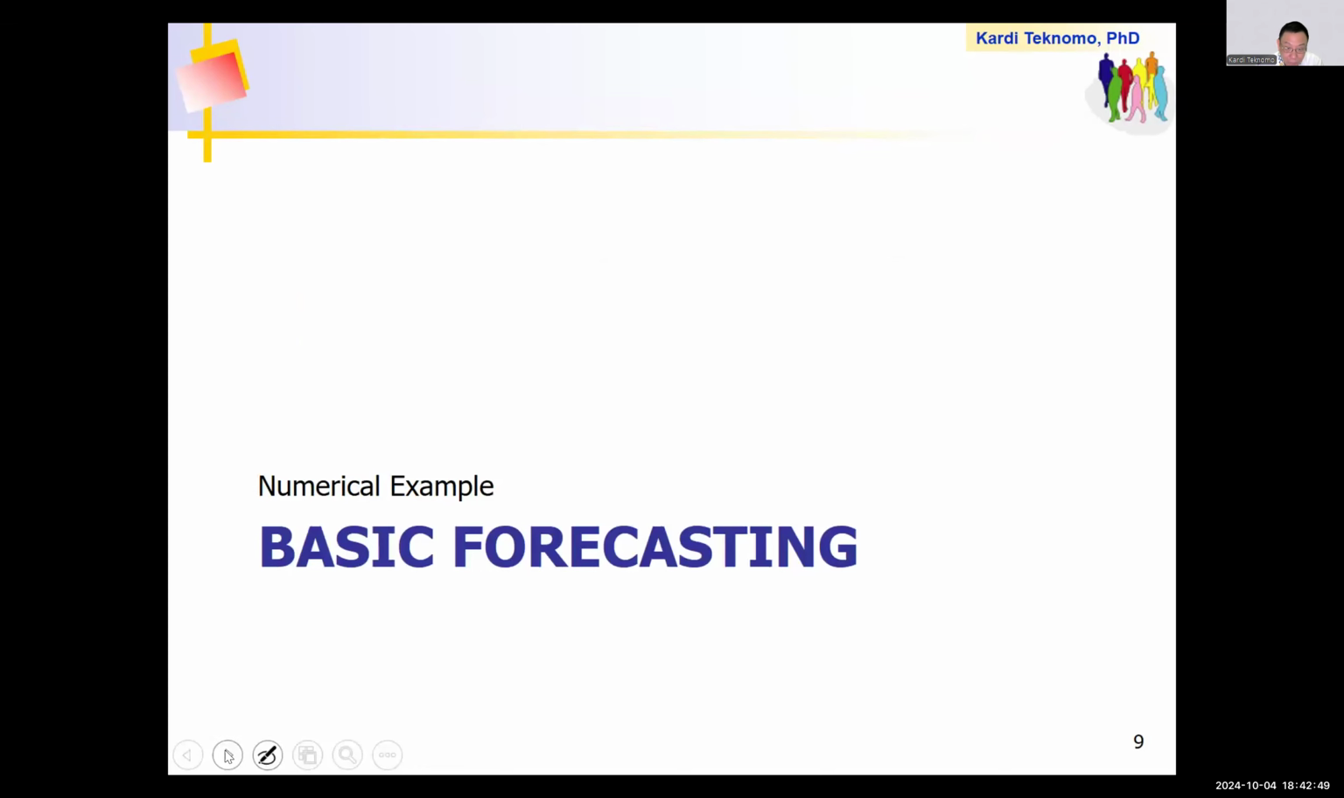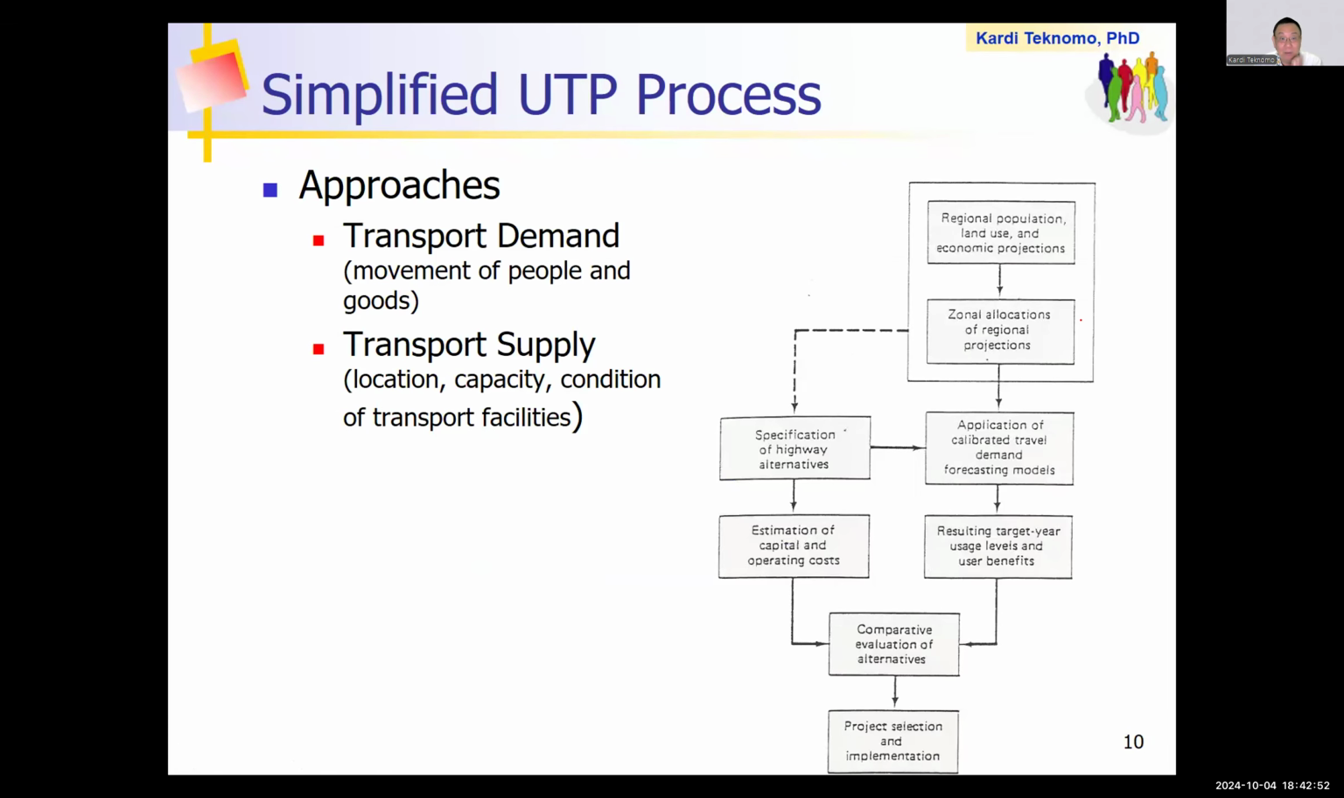With some numerical examples. One simplified approach is that we want to know the transport demand and transport supply. In that case, you need to know the population, land use, and economic activity. After that, you divide the whole region into zones. Then you compute, you calibrate the model, and then you forecast and check what the future level will be.